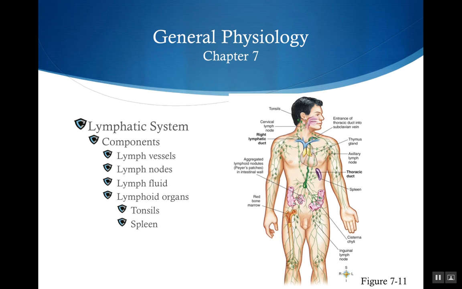So the next system that we're going to discuss is the lymphatic system. And the lymphatic system is made up of lymph vessels, lymph nodes, lymph fluid, and the lymphoid organs such as the tonsils and the spleen.